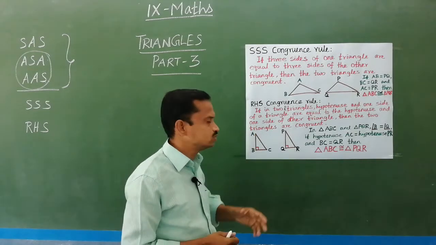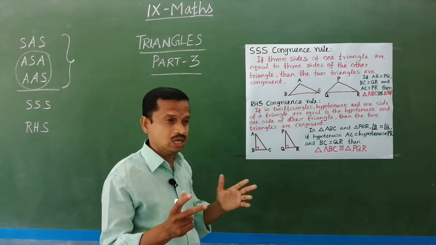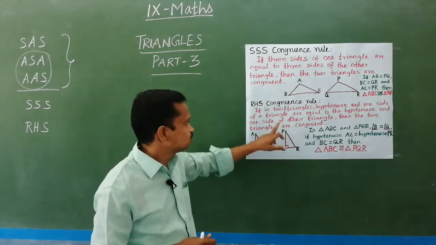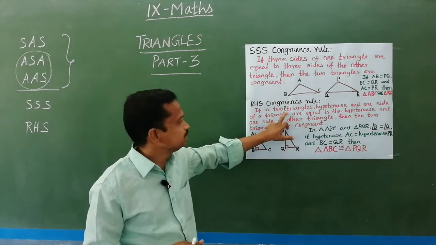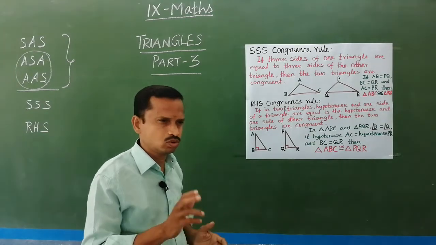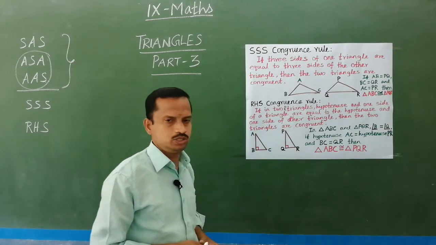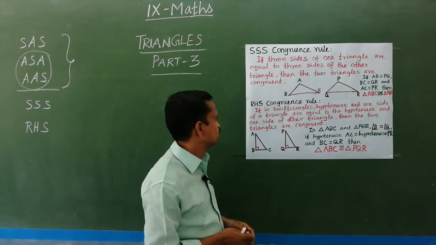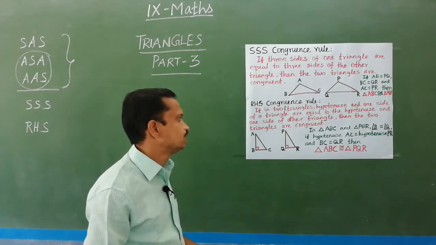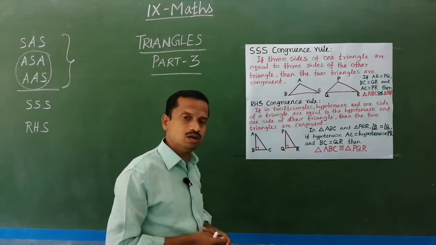And now coming to RHS, I already explained what is RHS. So the RHS congruence rule: if in two right triangles, we have to take two right angled triangles. So simply we can say right triangles. Here I put capital R and then a dot and then wrote triangles. So that means right triangles. Clear? If in two right triangles, the hypotenuse and one side of a triangle are equal to the hypotenuse and one side of the other triangle, then the two triangles are congruent.